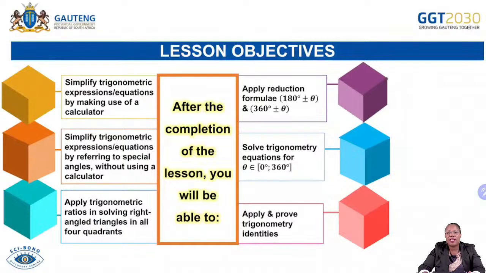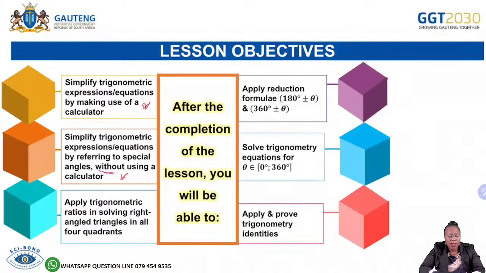Today we will be looking at trigonometry, but not all of it, the first part of trigonometry. At the end of this lesson, you are expected to be able to simplify trigonometric expressions and equations by making use of a calculator. Secondly, to simplify trigonometric expressions and equations by referring to special angles without using a calculator. Remember, the first one will be by using a calculator, the second one without using a calculator.